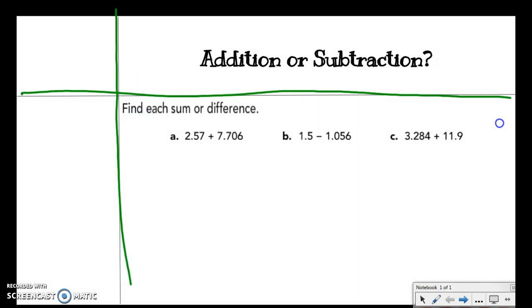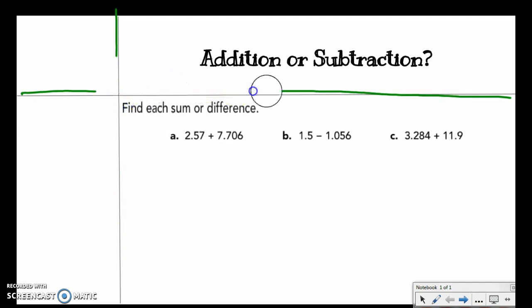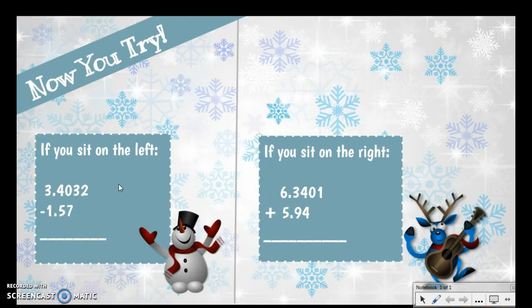The last thing that we are going to do for today is going to be a little quick activity. So you're going to solve this problem. If you are on the left side, you're going to be doing a subtraction problem between 3.4032 and 1.57. If you are on the right side, you're going to be doing an addition problem for 6.3401 plus 5.94.